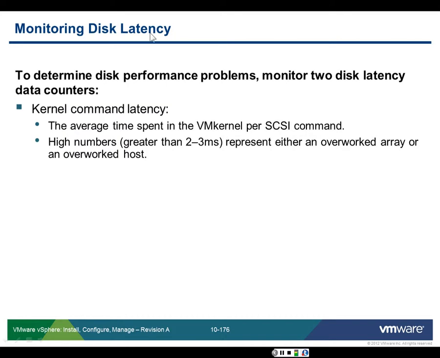Now, when we measure latency to determine disk performance problems, we can monitor 2 disk latency counters. One is the kernel command latency, and that's the average amount of time spent in the VM kernel inside of the ESXi host per SCSI command. And a high number, meaning greater than 2 to 3 milliseconds, means that the data is not getting out of that ESXi host fast enough.